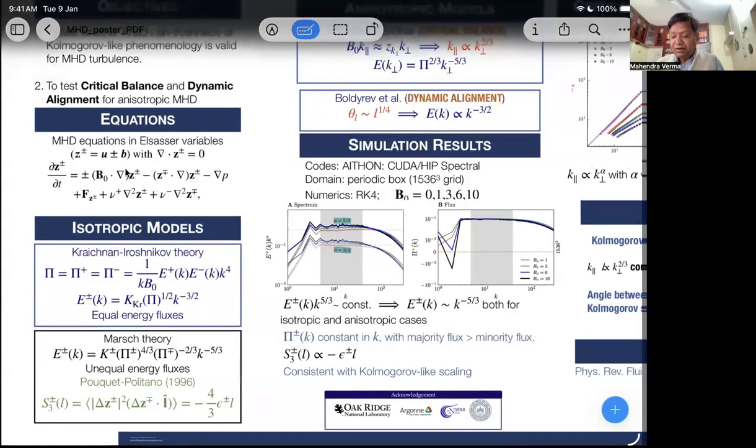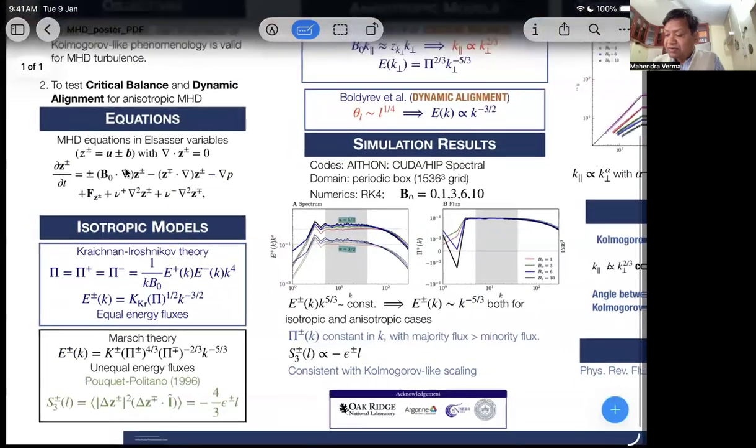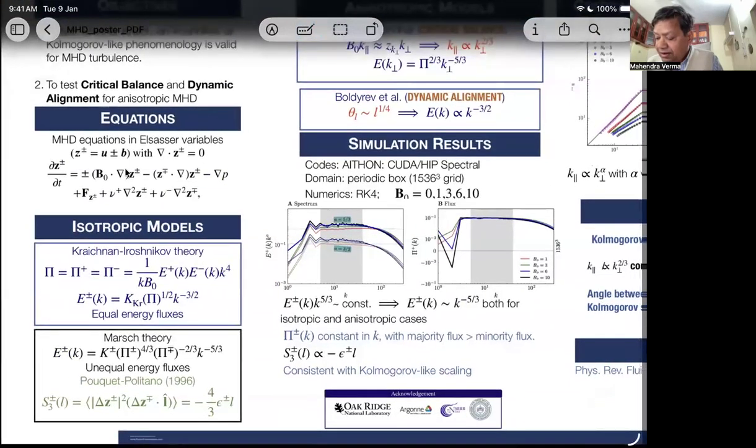In Iroshnikov-Kraichnan theory, the spectrum is k to the minus phi-third, as shown here. And additionally, the fluxes for the z plus and z minus variables. Please note that we use Elsasser variables, which are u plus b and u minus b. These two fluxes, pi plus and pi minus, for the variables z plus and z minus, are equal in Kraichnan-Iroshnikov theory. This is one theory, which was proposed in 1965.